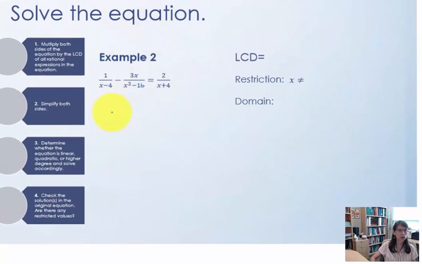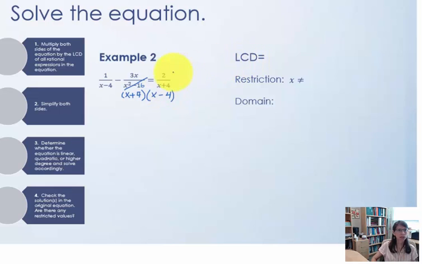In example 2, we have 1 over x minus 4 minus 3x over x squared minus 16 equals 2 divided by x plus 4. So let's make sure all of our denominators are factored. So it looks like x minus 4 is okay, but x squared minus 16 is a difference of squares. So I know that will factor as quantity x plus 4 times quantity of x minus 4. Our last denominator is x plus 4, so that's factored.